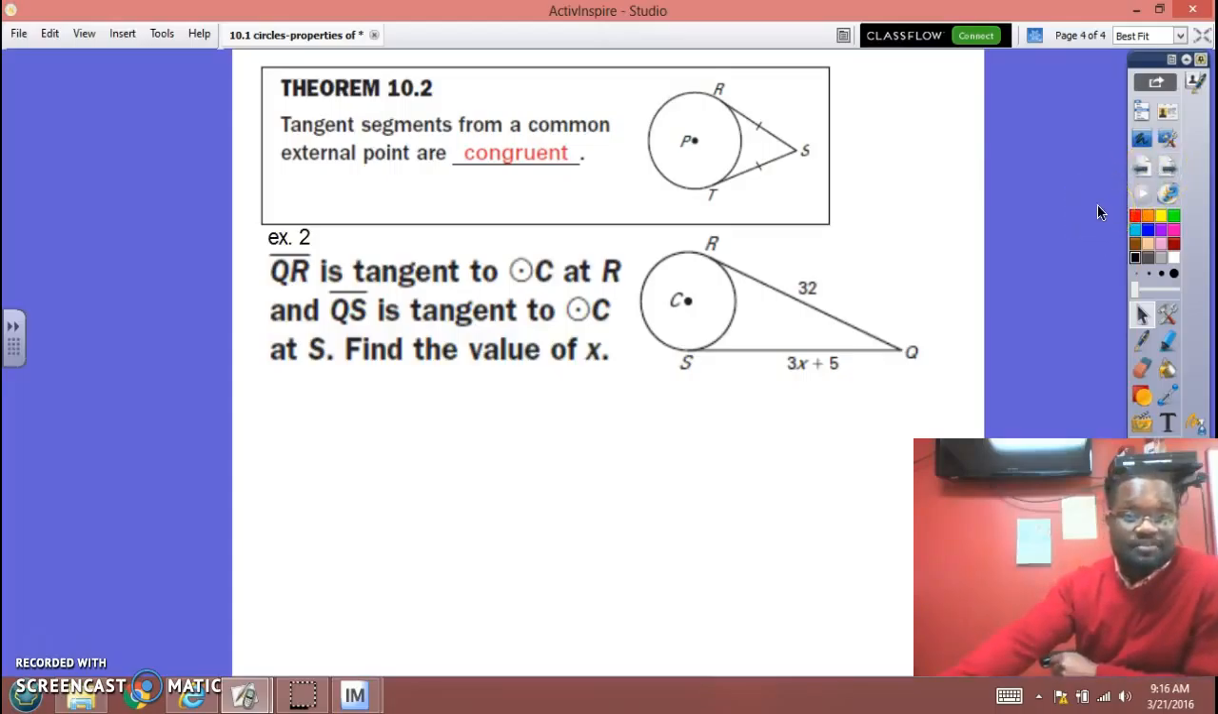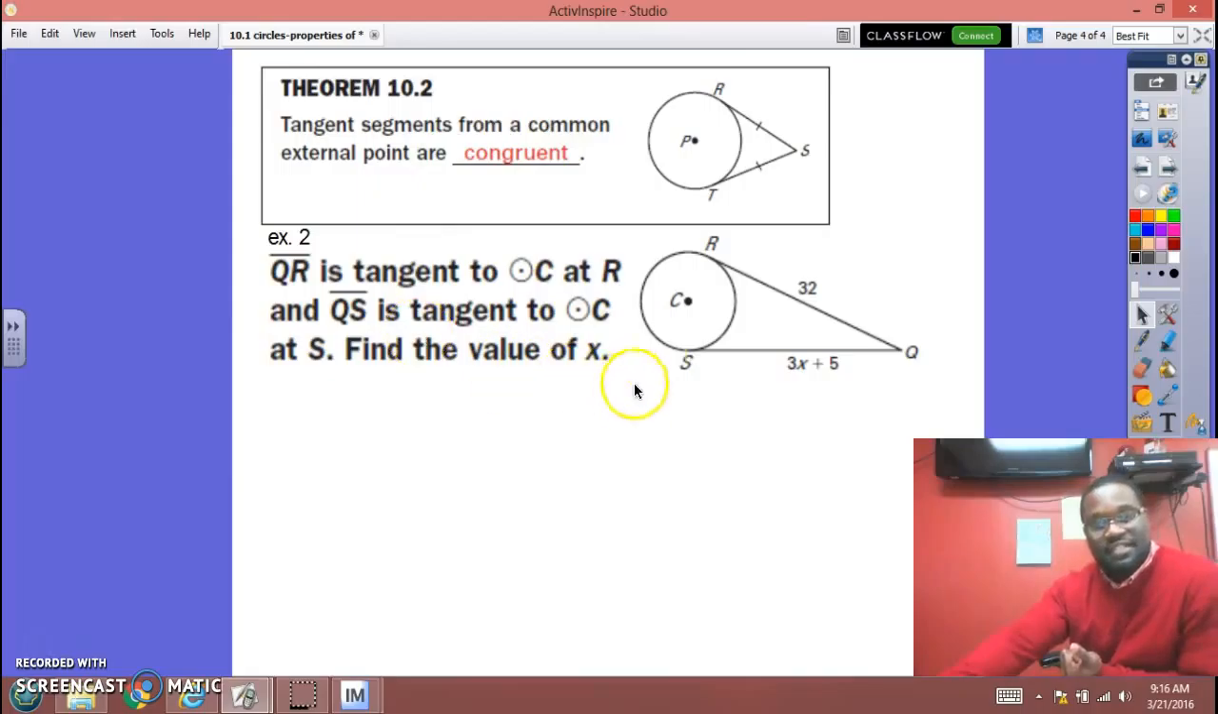Here's our next theorem. Tangent segments from a common external point are congruent. S is your common point. Common means the same. I said that earlier. So as long as you've got two tangents coming off of a circle and they meet at a common point, that means these two lines are congruent. And in the equation, congruent means equal, right?